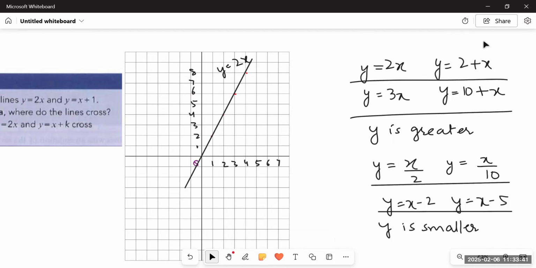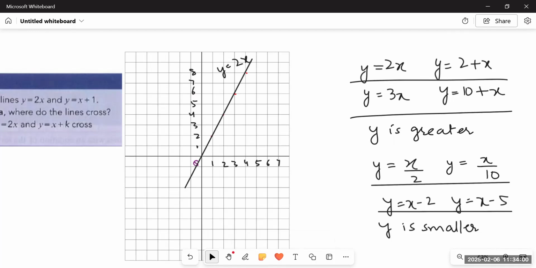Similarly, y is equal to x plus 1. In this case also, the value of y would be greater. Why? Because x plus 1 is equal to y. And that's what we have learned, that if we add something or multiply something into a given variable, then the value of the other variable would be greater.